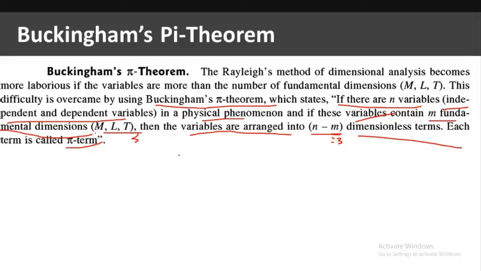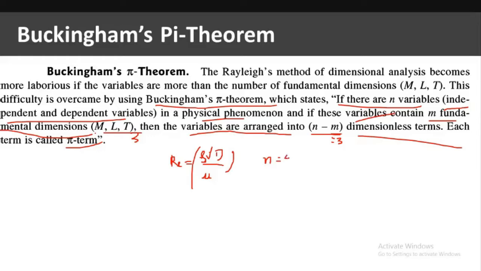Okay, we will understand this statement. For example, consider any equation, suppose Reynolds number Re equals rho Vd upon mu. In this equation, how many properties are there? First property is mass density, second is velocity, third is diameter and fourth is viscosity. So how many physical properties are there? 4. So n equals 4.